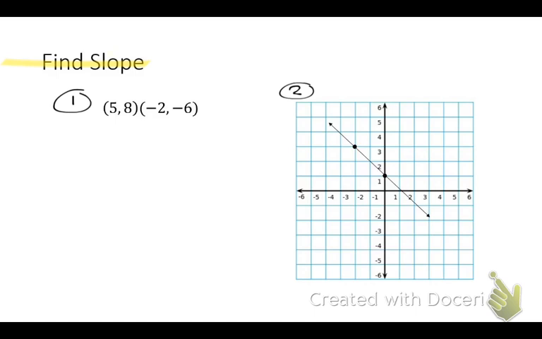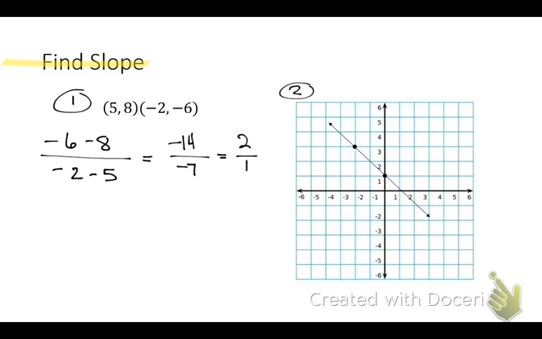Okay, so here we go. -6 minus 8 over -2 minus 5. So we just have to double check our signs. You have your calculators. You can use them to double check, but we can do this mental math. -14 over -7 reduces to +2 over 1 or just 2. Either answer is acceptable.